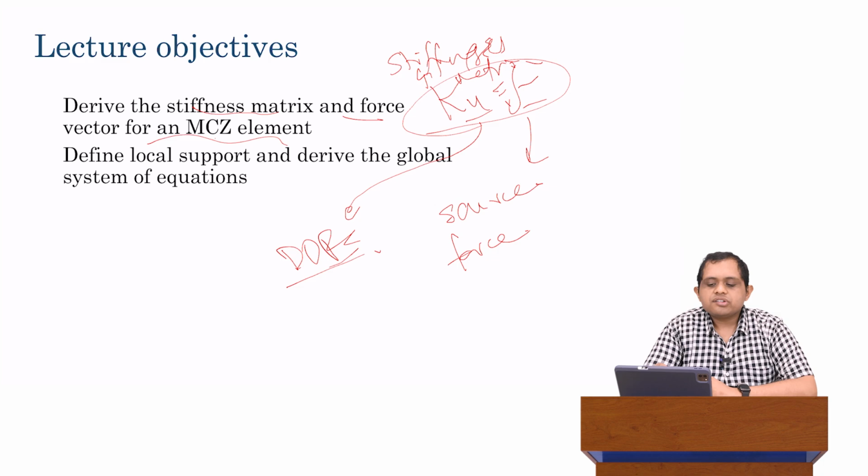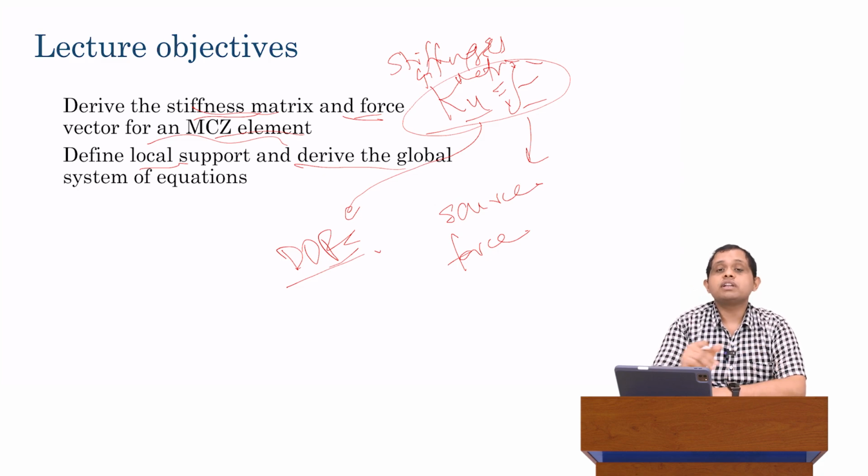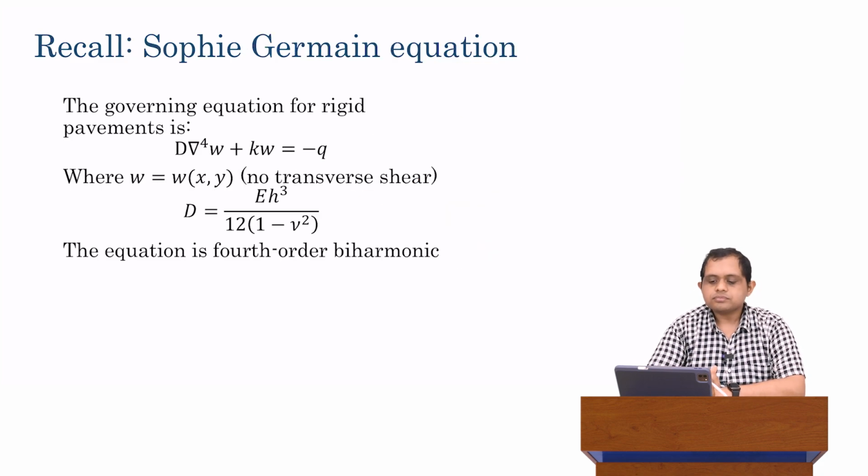So in today's lecture, we will see formally for the MCZ element how we derive the stiffness matrix and the force vector. And then we will go on to define something called local support and global system of equations. I'll explain what local support and global system of equations is, and we'll see how it is not just useful, but it's actually the linchpin. It's the main reason why the finite element method is so useful and so efficiently implementable on a computer.